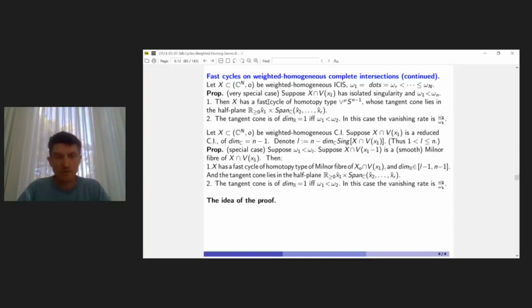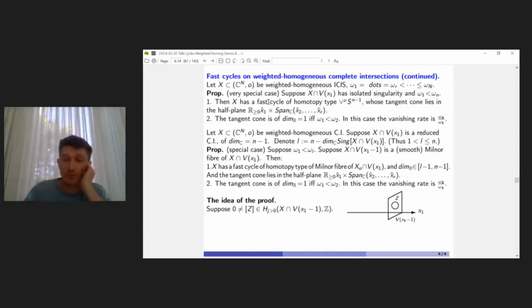Now, just a little remark about the proof, because this will be the motivation for the next slide. How does one construct such a fast cycle in the most naive way? So suppose we intersect X with this hyperplane. Yes. So we move the hyperplane of the lowest weight a little bit.